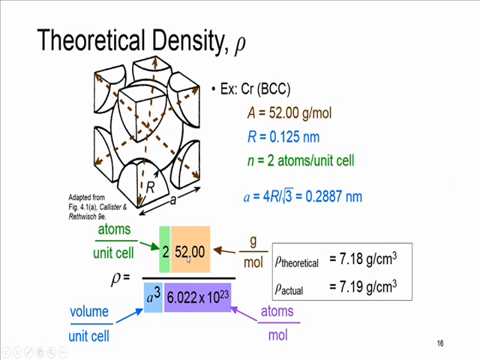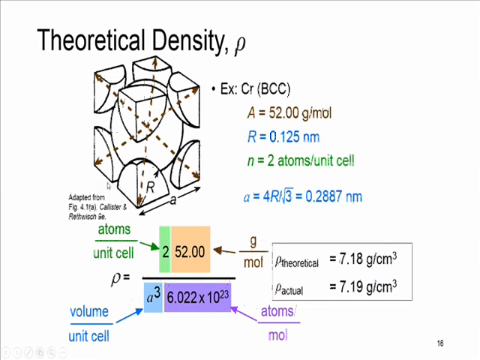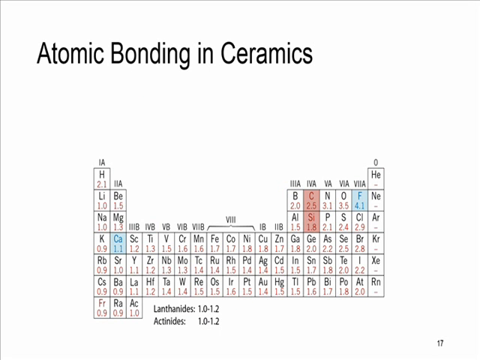If we plug this value into the relation shown in the previous slide, we will have the final result, which is 7.18 gram per centimeter cube, which is very close to the actual density of chromium. Now we go to the crystal structure of ceramics. Bear in mind that because ceramics are composed of at least 2 elements and sometimes more, their crystal structures are generally more complex than the crystal structures of metals.